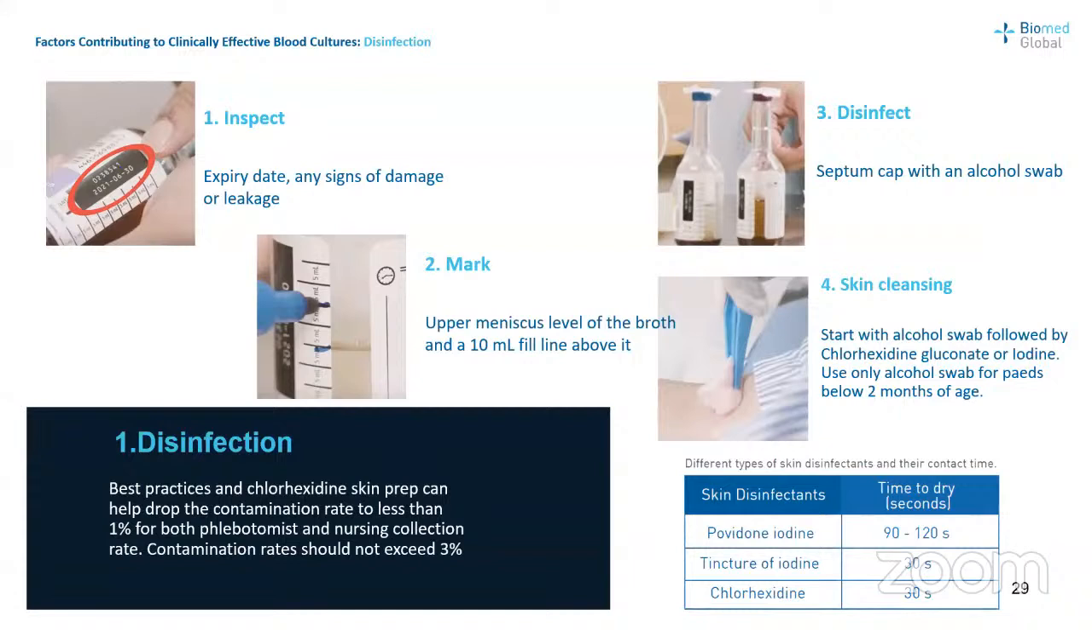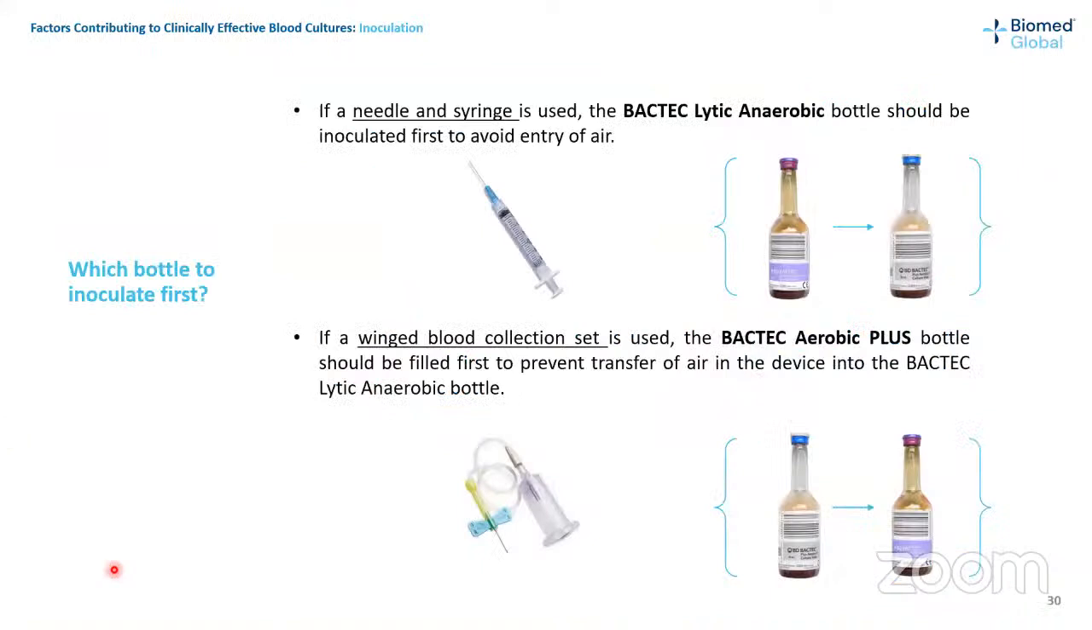All right, so after cleaning the skin, you would then proceed to get your samples via standard venipuncture techniques. Next, which bottle to inoculate first? Once you've taken the blood, if you're using the needle and syringe method, you would first need to fill up the anaerobic bottle first, followed by the aerobic bottle.